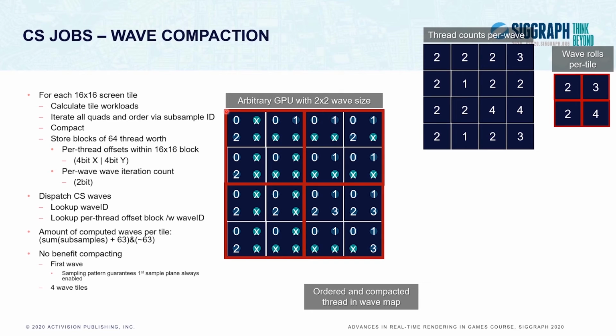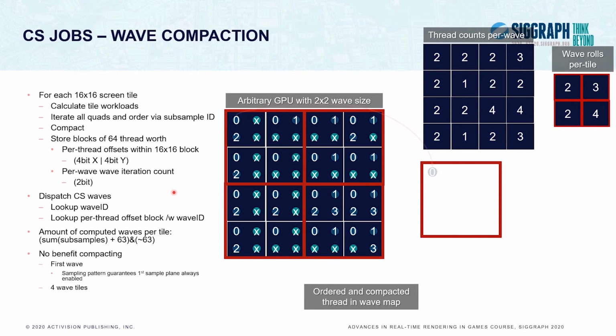So in this example, we can see that the first tile would require 2 full waves to roll. Second tile would require 3 waves to roll, and then 2, and finally 4. The last one is 4 because it only has a handful of samples missing. So then we would have to iterate all quads and order them via subsample ID.